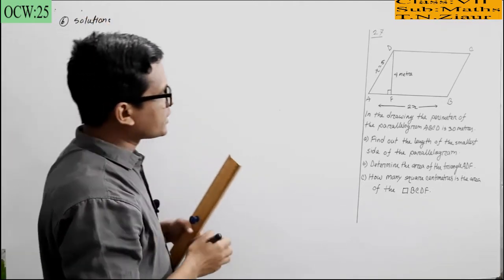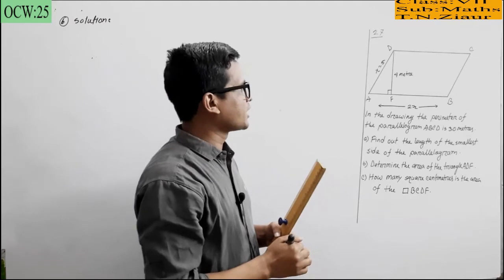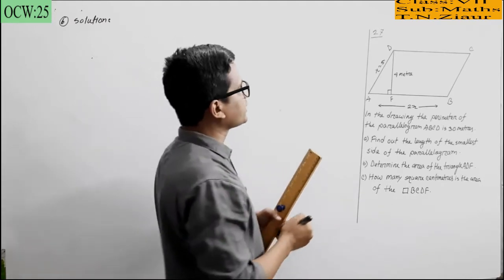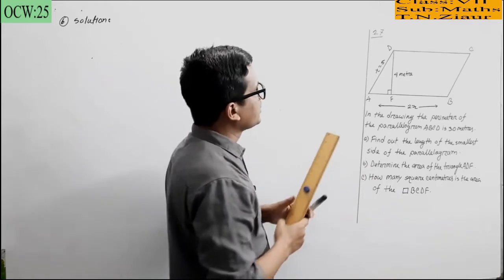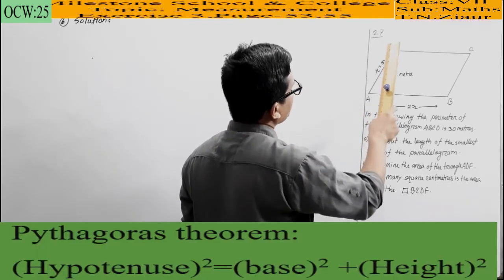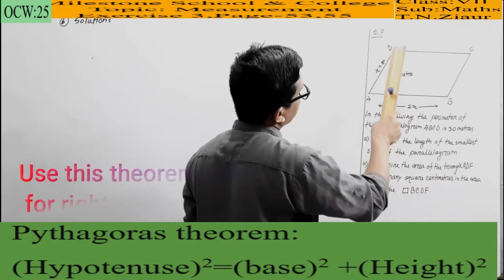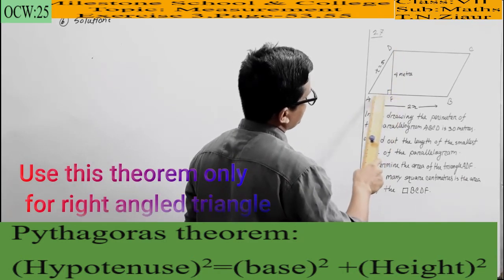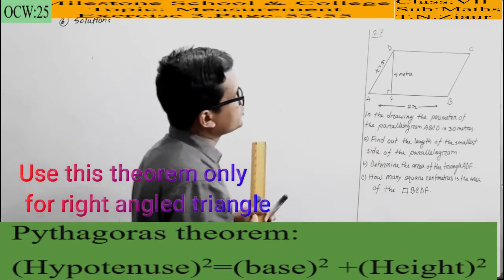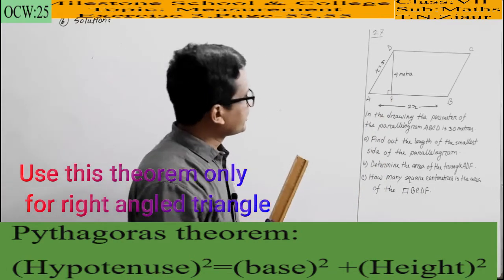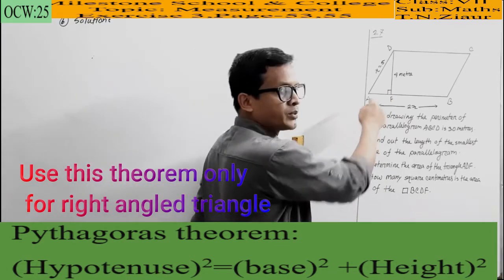So here, given, determine the area of the triangle. Students, when you find the area of a triangle, you need base times height. But in triangle ADF, here is only the height. There is no base, right? Is there any base here? There is no base. But we can find this value by using the Pythagoras theorem.